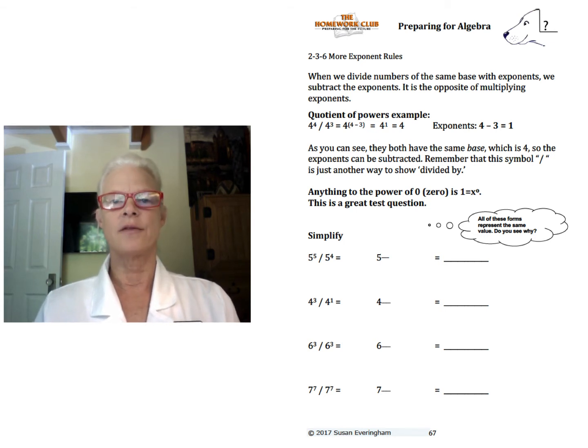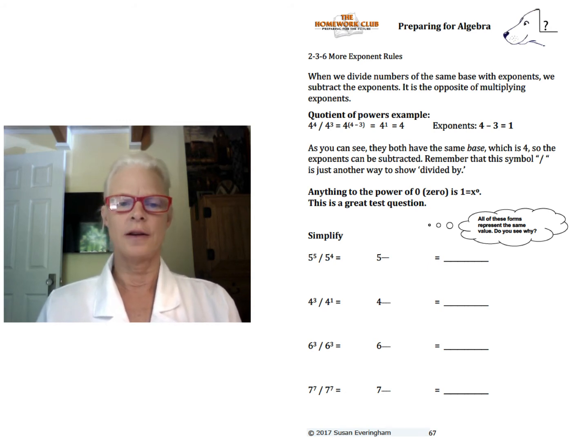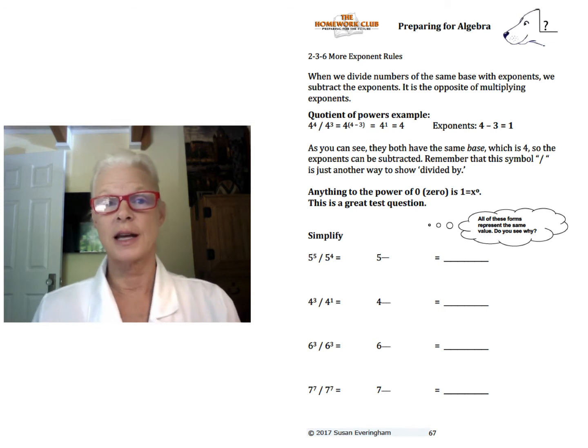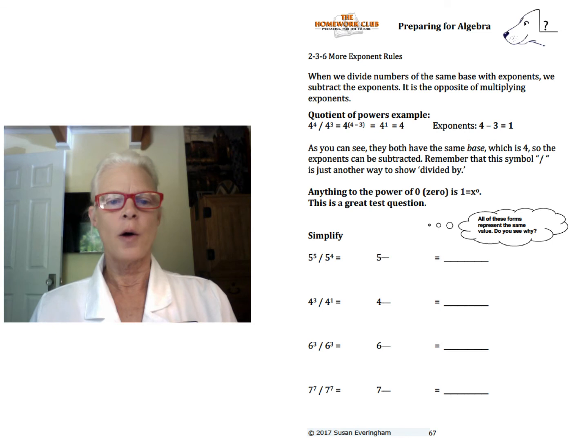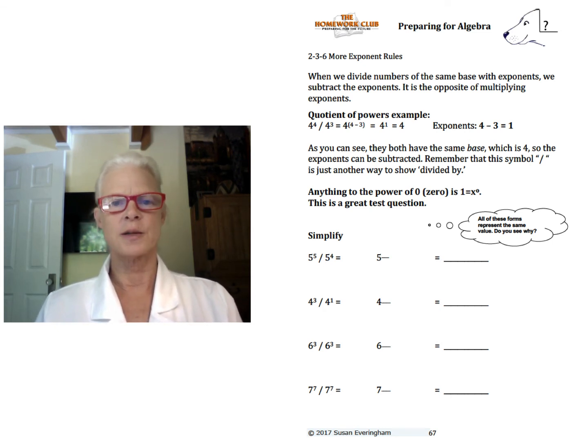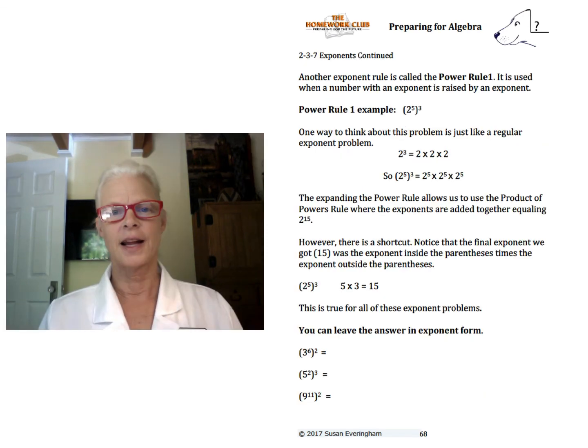Anything to the power of 0, however, is 1. So any number, 100 million to the 0 power, is 1. And this is a really perfect test question, just to let you know. Okay? Go ahead and simplify the next few problems, and we'll go on to the next page, 68.